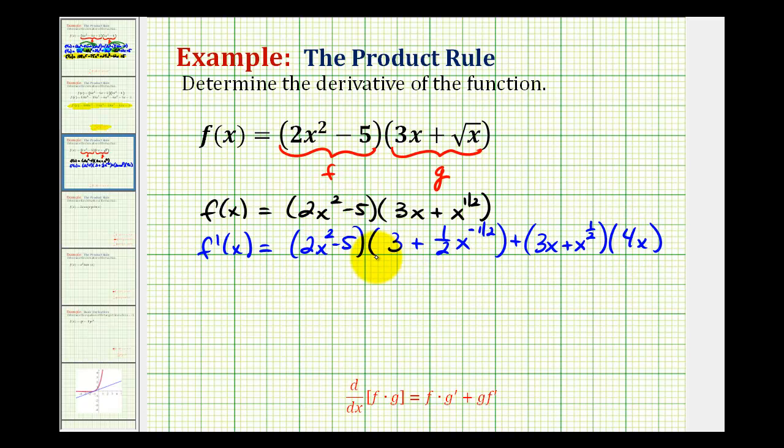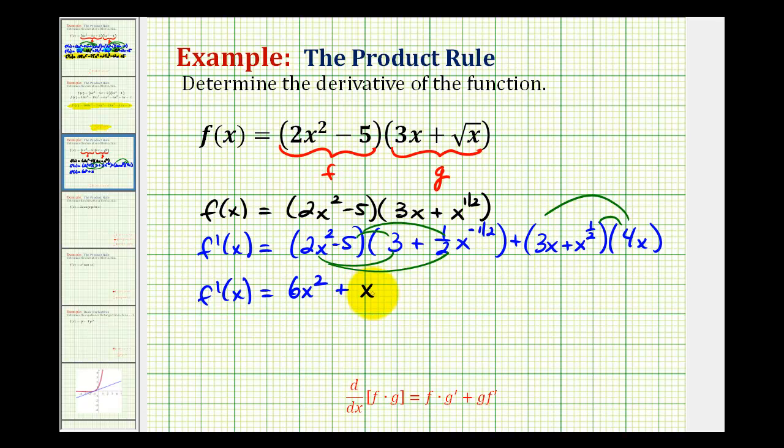Now that we have found the derivative, the rest is algebra. We have to multiply all of this out and then combine like terms. So we'll have four products here, 1, 2, 3, 4, and we'll have two products here when we distribute. So f prime of x is equal to 6x squared, and then 2x squared times 1/2 x to the negative 1/2. Well, 2 times 1/2 is 1, and x squared times x to the negative 1/2, we add our exponents, we'll have x to the 3/2.